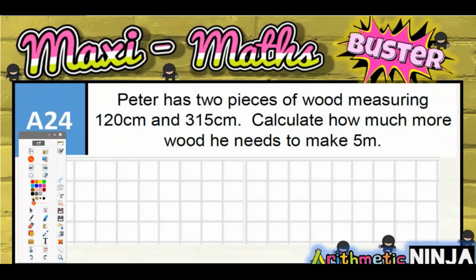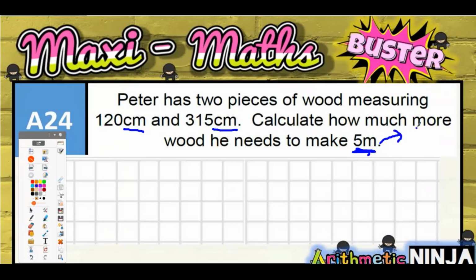Question 24. Peter has two pieces of wood measuring 120 centimeters and 315 centimeters. Calculate how much more wood he needs to make 5 meters. Now, the first thing you'll notice is this is mixed units. So we're talking centimeters there and centimeters there, and yet all of a sudden we're talking meters here. And you don't want that in a maths question. You want all the units to be the same. So let's make this into centimeters.